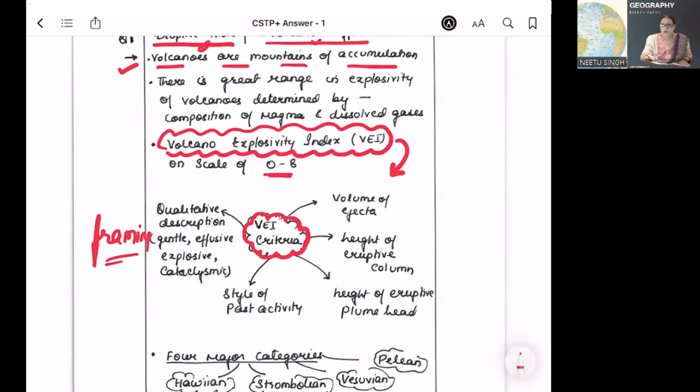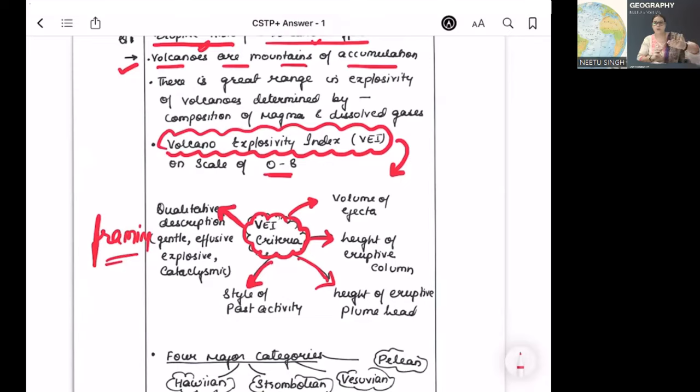The Modified Mercalli scale has got 12 units of measurement. Here we are just taking a random comparison. So what is the scale all about? This scale is taking into consideration volume of ejecta, height of eruptive column, height of eruptive plume head, style of past activity, and qualitative description: gentle, effusive, explosive, cataclysmic. Because we have encountered this question in our examination, which talked about phreatomagmatic ejection. So you can talk about it. Note, I'm done with two points written in front of me.